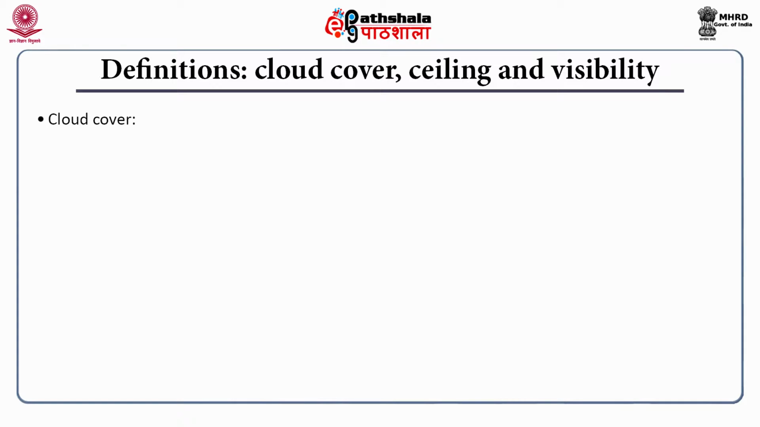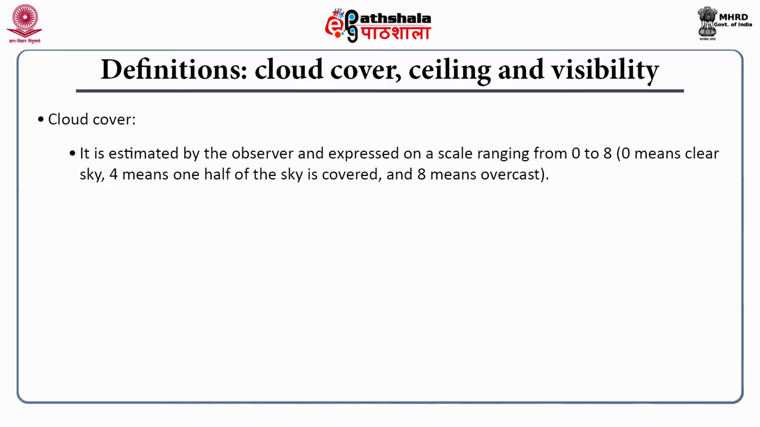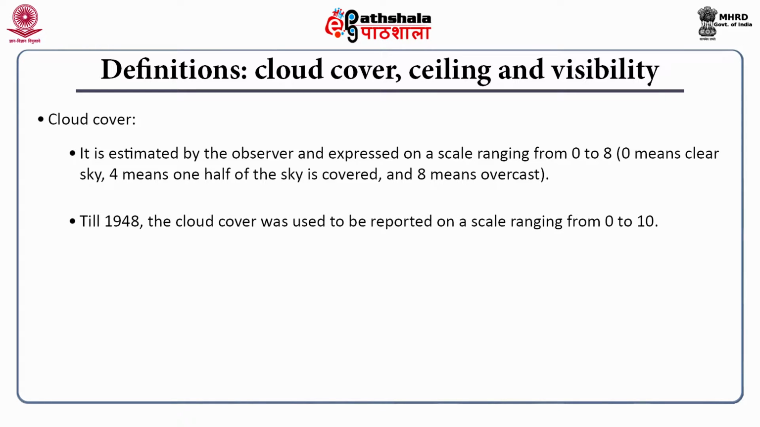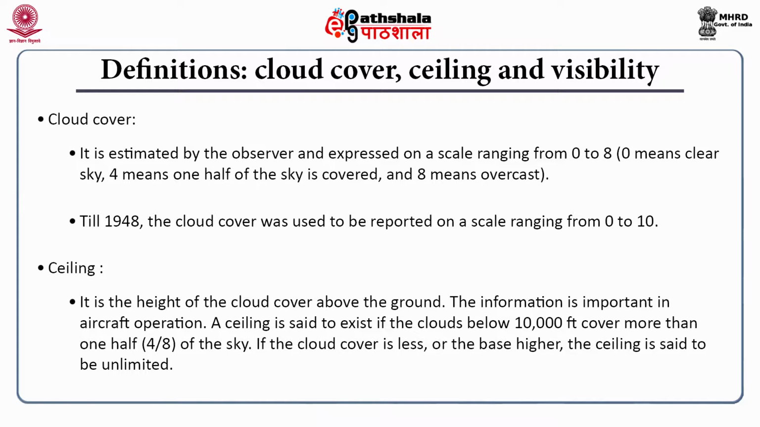First is cloud cover. It is estimated by the observer and expressed on a scale ranging from 0 to 8. 0 means clear sky, 4 means one half of the sky is covered, and 8 means complete overcast sky. Till 1948, the cloud cover used to be reported on a scale ranging from 0 to 10. And ceiling, it is the height of the cloud cover above the ground. The information is important for aircraft operation. A ceiling is said to exist if the clouds below 10,000 feet cover more than one half of the sky. If the cloud cover is less or the base is higher, then ceiling is said to be unlimited.